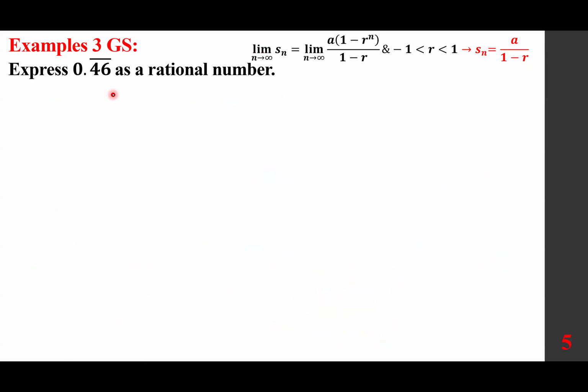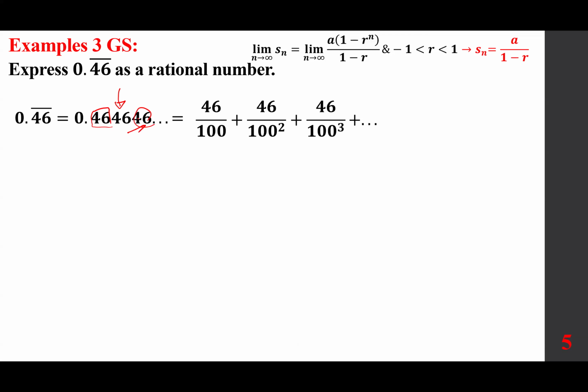We want to express 0.46 bar as a rational number. So it's a repeating decimal, 0.46, and it repeats. So we have this piece, 0.46. Then we have this piece, 0.0046, and this piece. We can write them in the form of a fraction, add them up, or in the form of a decimal and add them up.